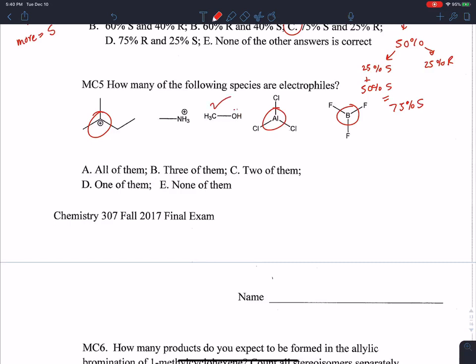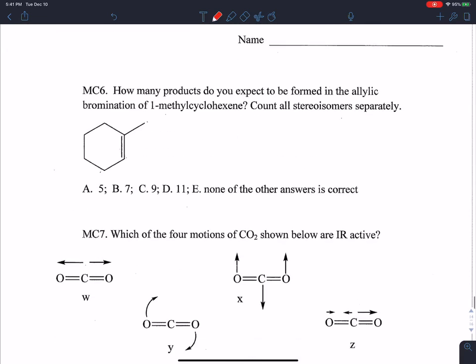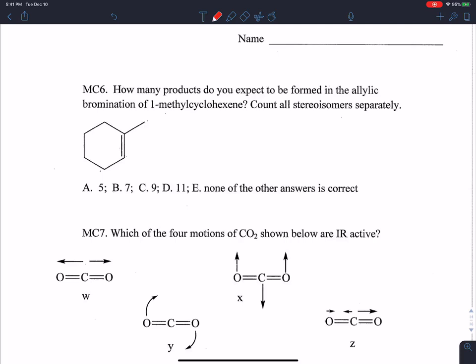This is actually a nucleophile. The OH part can attack. And this thing actually does have a full octet because there's 3 H's there. So this is actually not an electrophile. Even though it has a positive, that doesn't count. There's actually only 3 of them. The answer is B. The ones I circled. Next one. How many products do you expect to be formed in the allylic bromination of 1-methylcyclohexane?